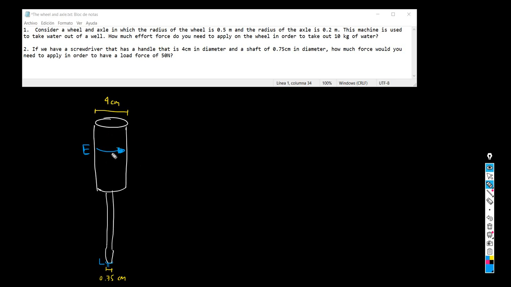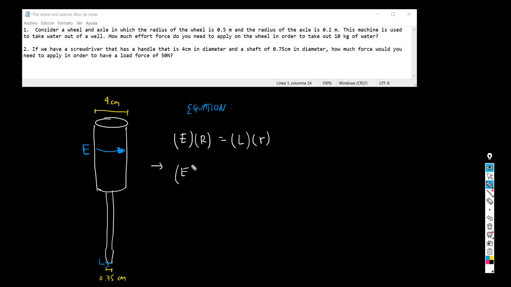Now, does this machine resemble a wheel and axle? Yes, this is the wheel. Can you see? And this thing is the axle. That's it, guys. So therefore, since this is a wheel and axle, we can apply the equation of the wheel and axle. The effort applied by the user times the radius of the wheel is equal to the load force times the radius of the axle. So let's see. Do I have the effort? No. That's what I'm trying to find out, right?